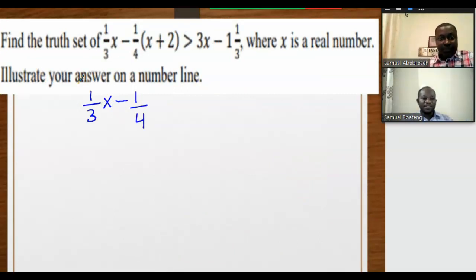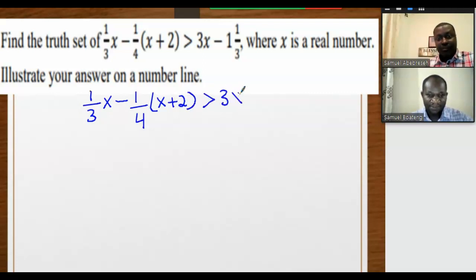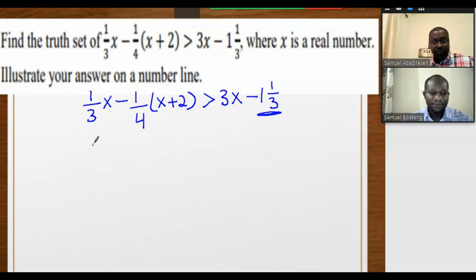So the next question is find the true set of 1/3 x minus 1/4, bracket open, x plus 2 greater than 3x minus 1 whole number 1/3. Now, looking at this question carefully, there's a term which is a mixed fraction. So we need to change it to improper fraction first before we can find the LCM. So let's go to the next step by changing the mixed fraction to the improper fraction.